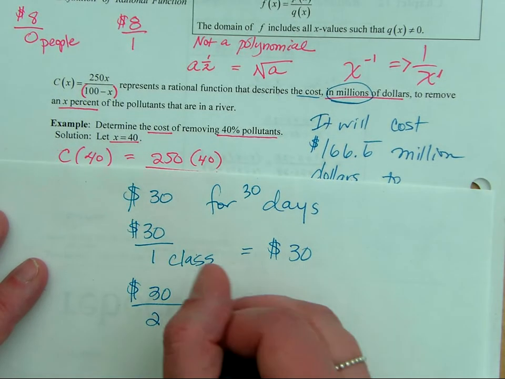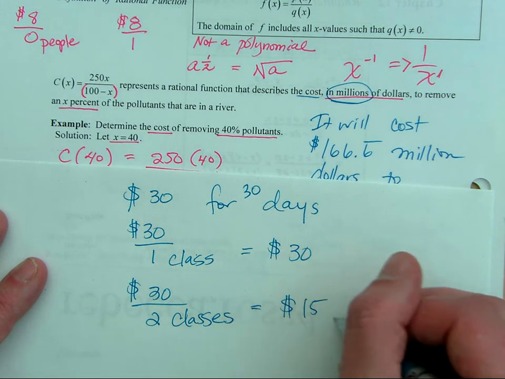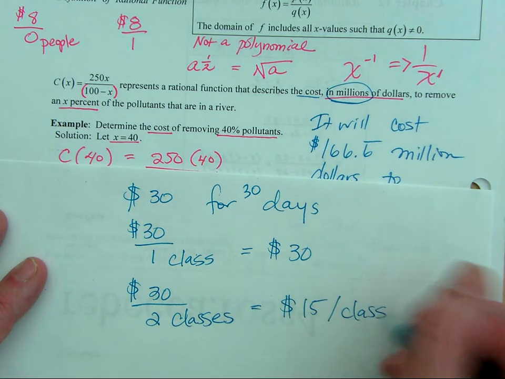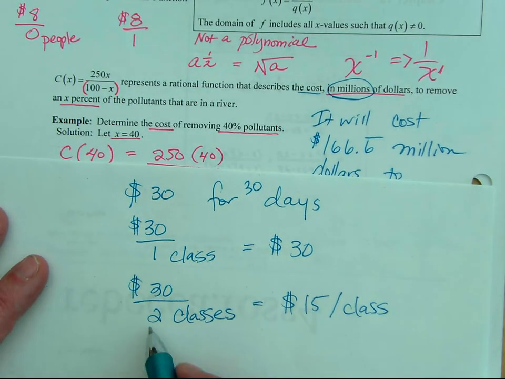So $30 divided by 2 classes would mean I paid $15 per class. And by the way, you guys, the word "per" really does mean divide. See, $30 for 2 classes, $15 per one class, right?